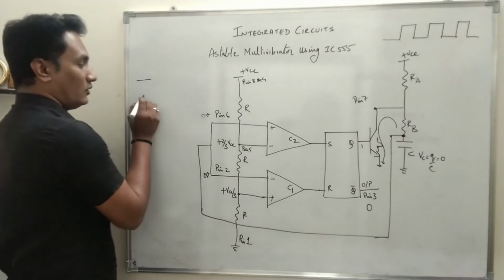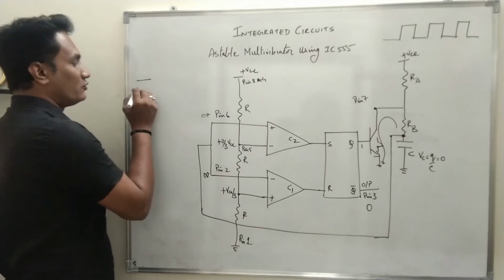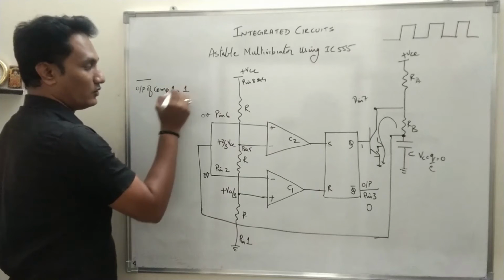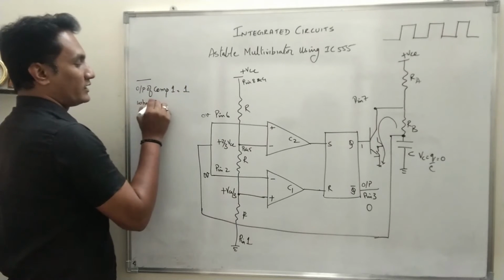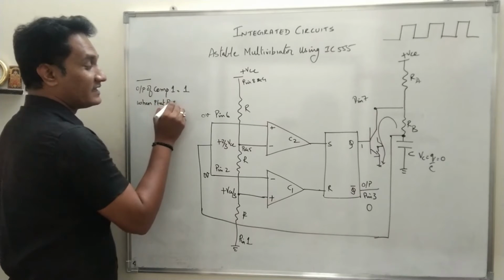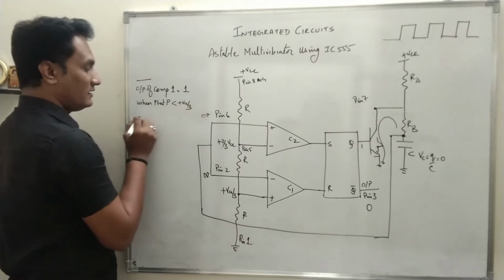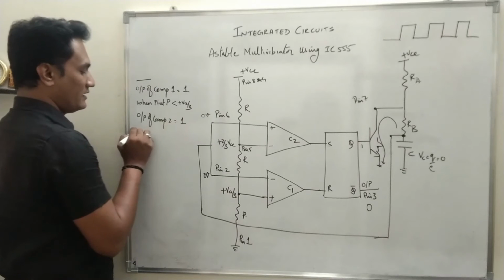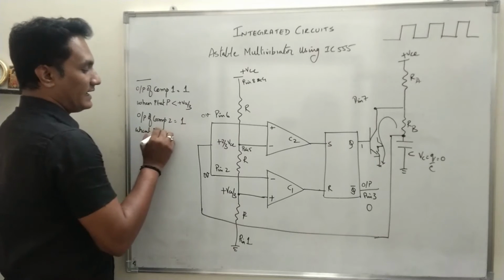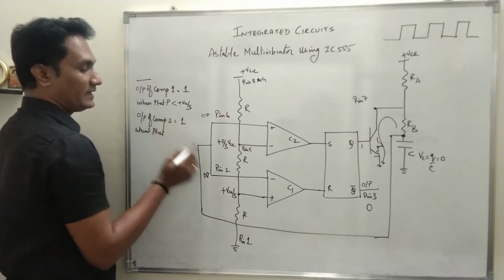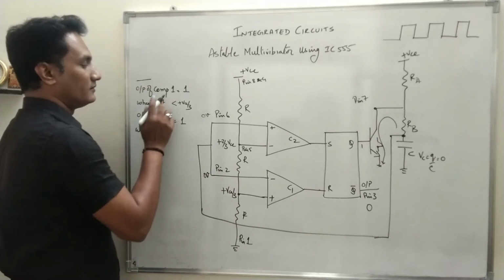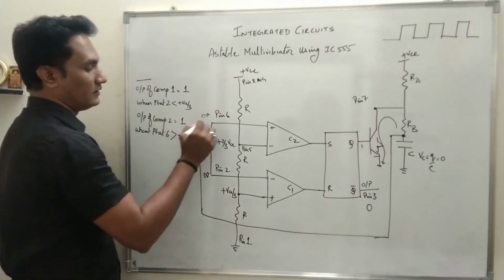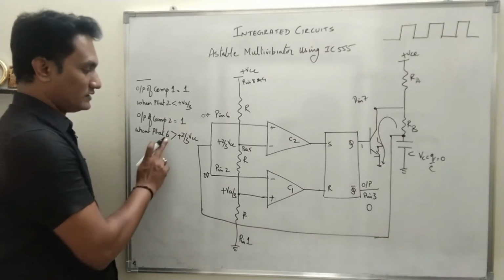Now what is the condition for the output of the comparator to become 1? The output of comparator 1 will be equal to 1 when the potential at pin 2 is less than plus VCC by 3, and the output of comparator 2 will be equal to 1 when the potential at pin 6 is greater than 2 by 3 of VCC. Okay, so this is the initial condition.